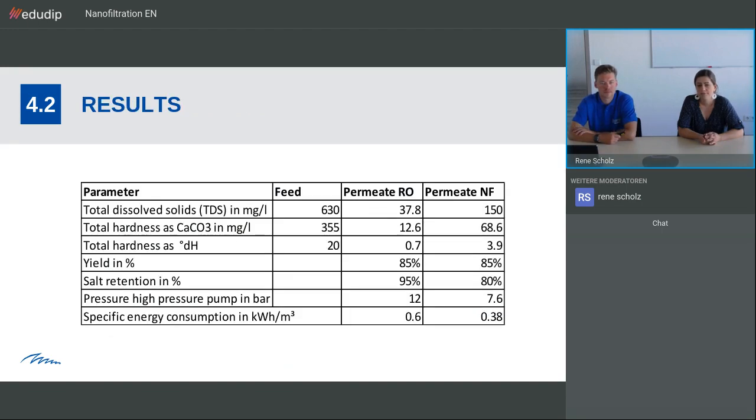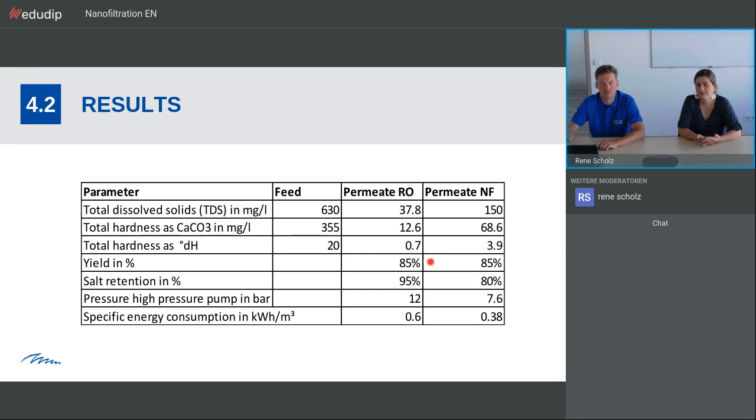Okay, now if we look at the results, you can see that we have a certain reduction of dissolved solids. In the permeate of the reverse osmosis, you go from 630 to 37, 38 milligrams per liter, which corresponds to a salt retention of 95%. This is already a bit low for reverse osmosis. Normally we would warrant more than 97, and in the beginning you can get more than 99%. This is because here the focus was more on having a high recovery, the 85% yield, and not so much on the retention. But even with a different system, the result would be similar.